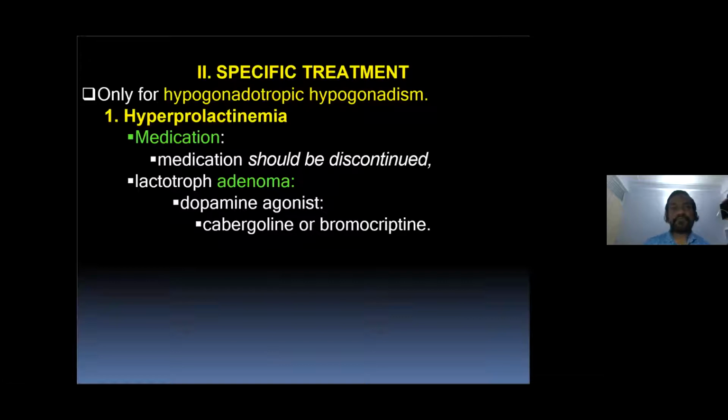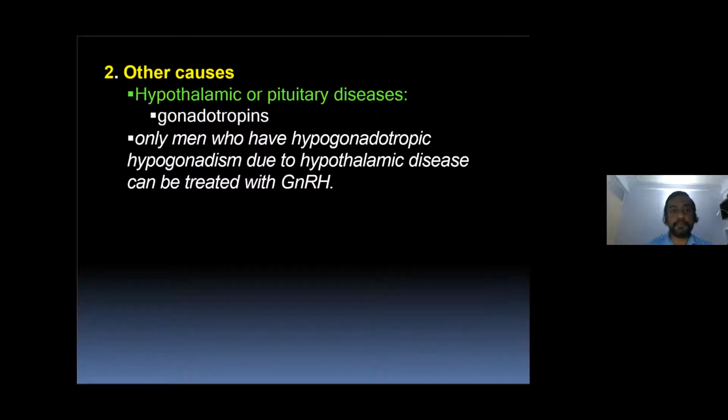Specific treatment for male factor subfertility is available only for hypogonadotrophic hypogonadism. If the patient has a prolactin-secreting adenoma, it can be treated with cabergoline or bromocriptine. And if the cause of hypogonadotrophic hypogonadism is drugs, for example if the patient is on spironolactone or certain other thiazides, then stopping the medication would also help to treat it.